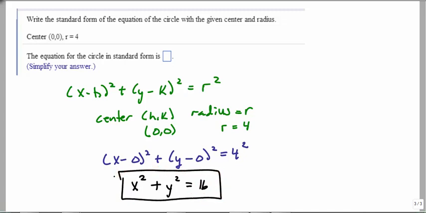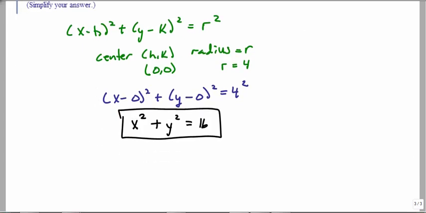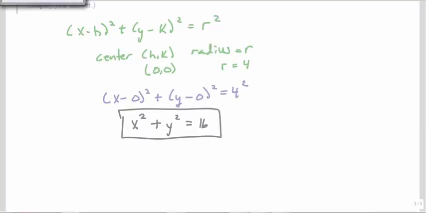So if it says to simplify, you need to make sure that you are thinking about simplifying that. Now sometimes the center or the radius will be something a little bit different than you might expect. Let's go ahead and look at an example where we might have a center that has negative values and a radius that might have some radical values.